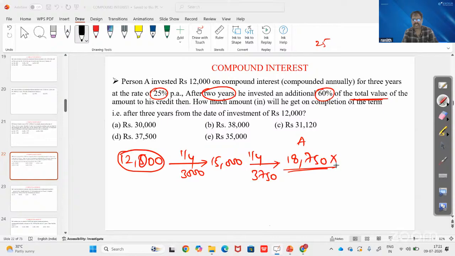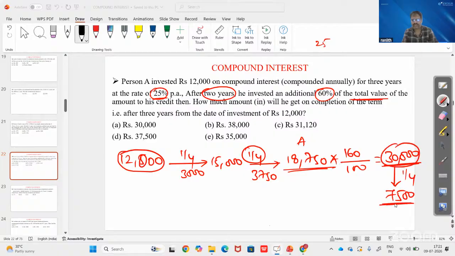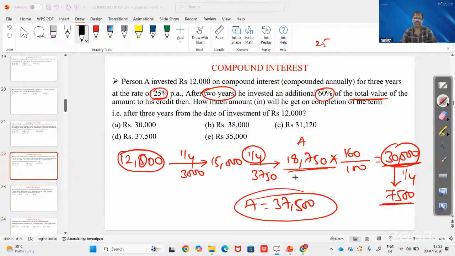But after 2 years, he is investing 60% of the total value. So 160% of 18,750 will be equal to 30,000 if you do the simplification. Again, the third year rate of interest is the same rate. First year is 25, second year 25, and next year is also 25 percentage. What is 25 percentage? Again 1 by 4. What is 1 by 4th of 30,000? It will be equal to 7,500. Already it is 30,000, so interest will be 7,500. Then the amount will be 37,500. Answer is 37,500.